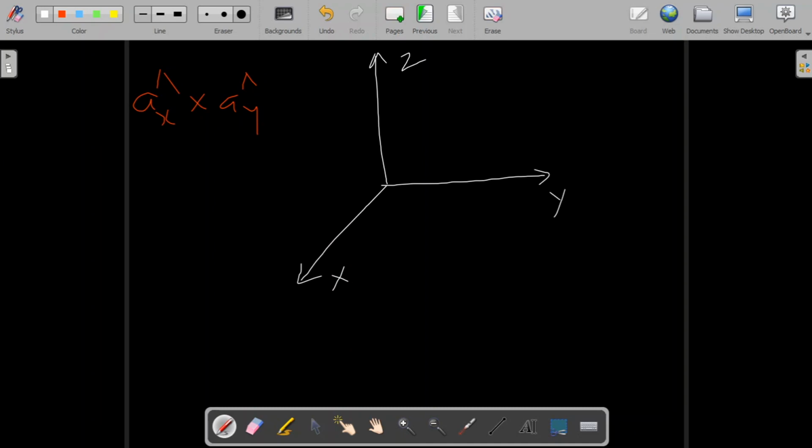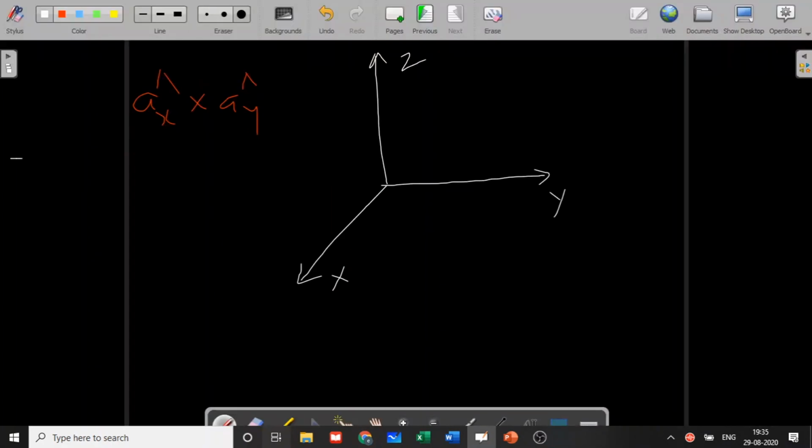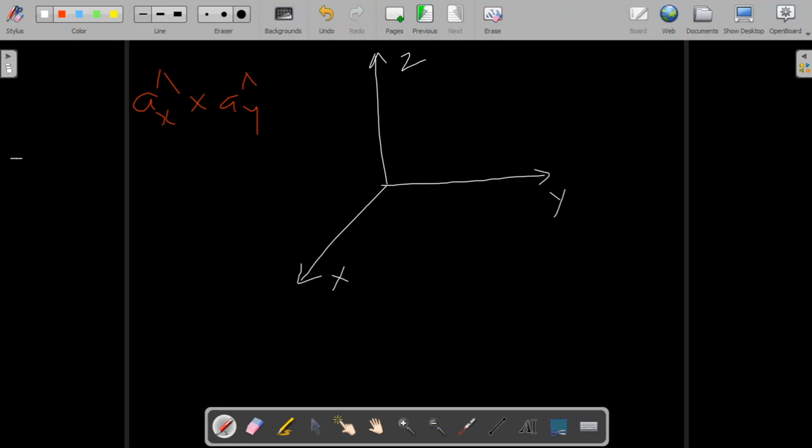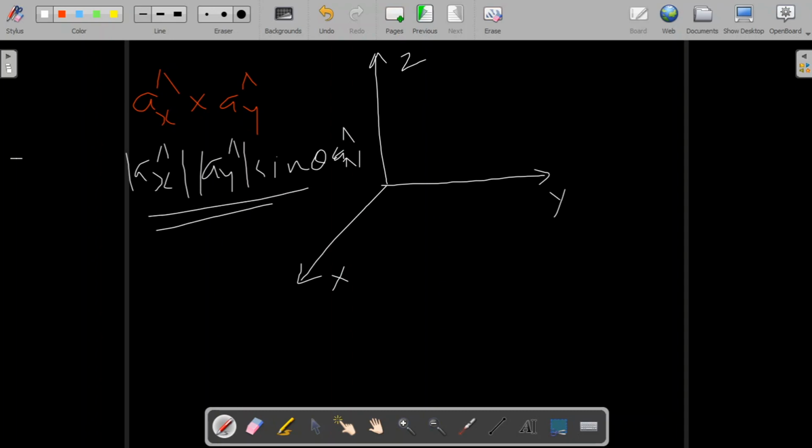By the definition of ax cap cross ay cap, I can write it as the magnitude of ax cap, the magnitude of ay cap, the sine of the smallest angle between them, sine theta, and then the normal vector an cap. Is that very clear? This is from the definition. So if I find the cross product of x cap cross ay cap, I would end up with the magnitude of ax cap, the magnitude of ay cap, sine theta, an cap.